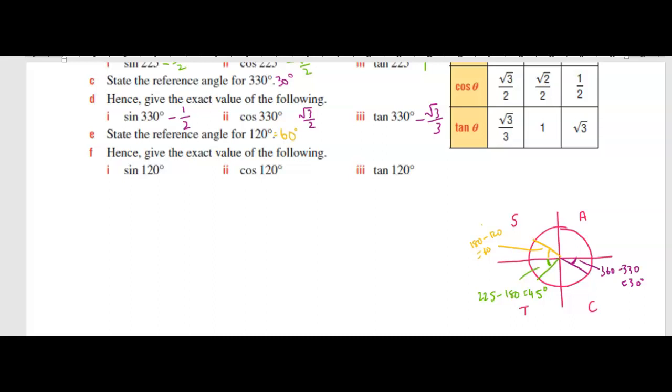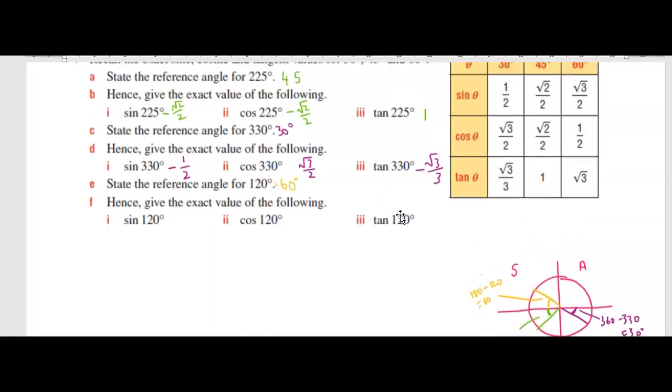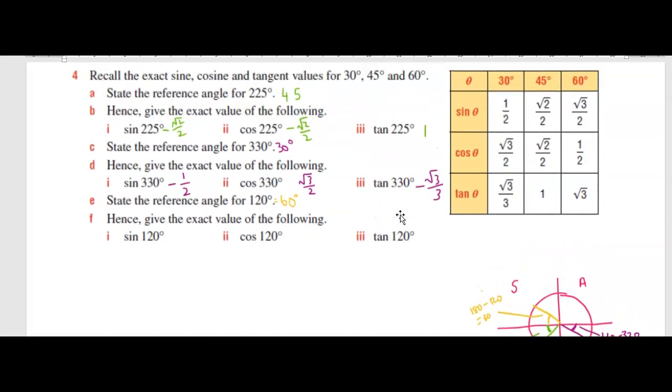All right, so sine 120 is the same as sine 60, which is root 3 on 2. And in the second quadrant, sine is positive, so it just stays as root 3 on 2. Cos 120 is the same as cos 60, which is a half, but in the second quadrant, it is negative, so it's negative a half. And tan 120 is the same as tan 60, which is root 3, but in the second quadrant, it is negative, so it's negative root 3.